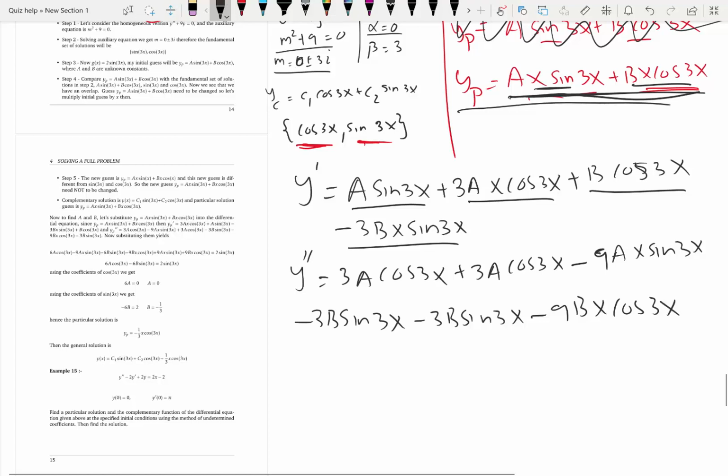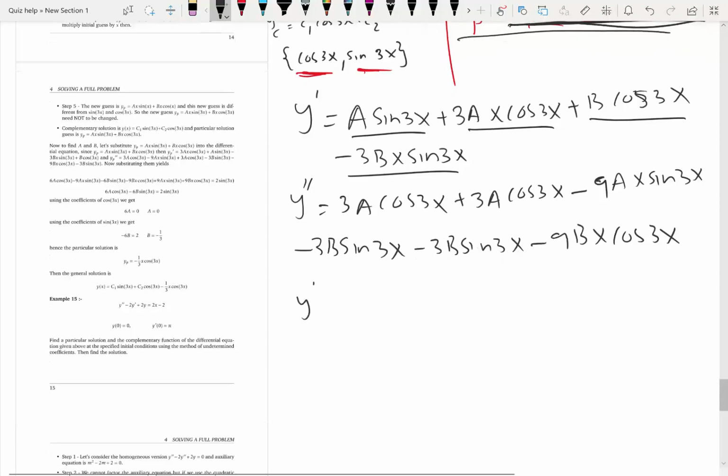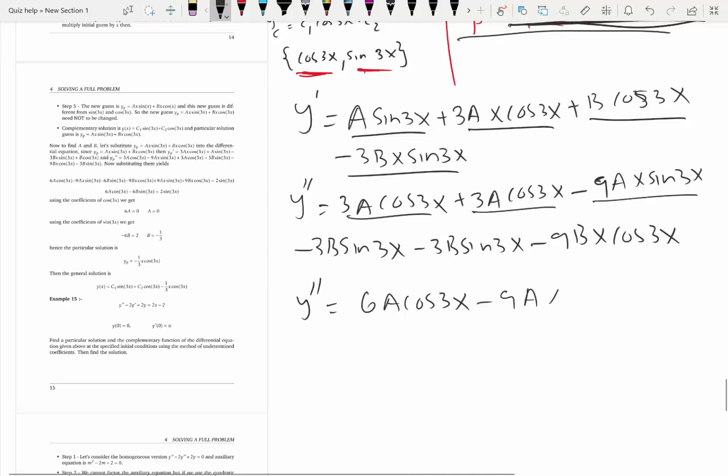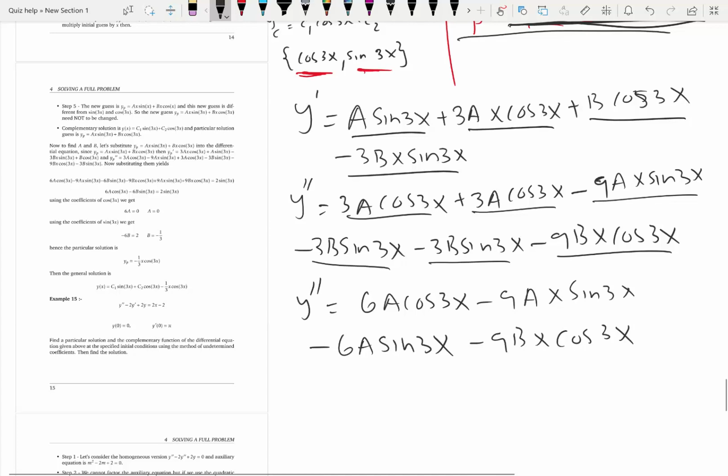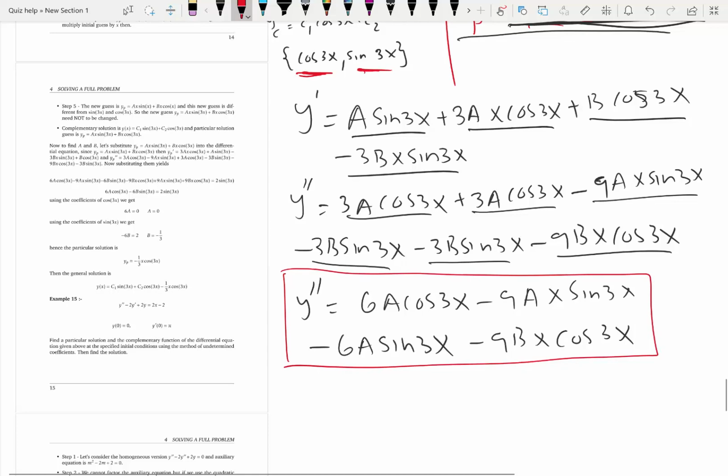Wow, that's long. Okay, so let's try to simplify y double prime. Let's see whether we have similar terms, so we can simplify something. 3a cosine 3x, 3a cosine 3x, that's 6a cosine 3x. Negative 9ax sine 3x, that's what it is. Negative 3b sine 3x, negative 3b sine 3x, that is negative 6b sine 3x. Minus 9bx cosine 3x, that cannot be combined with any other term. So that's y double prime. I want it with fewer terms, so that is why I did a simple simplification. Try to reduce the number of terms. If we have similar terms, we can add them, right?